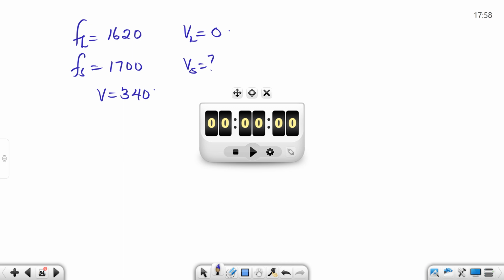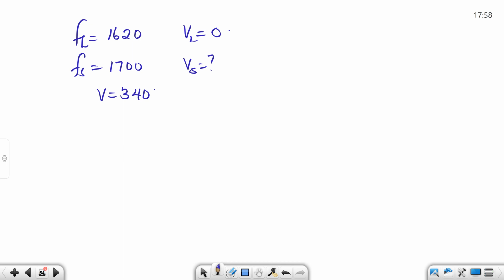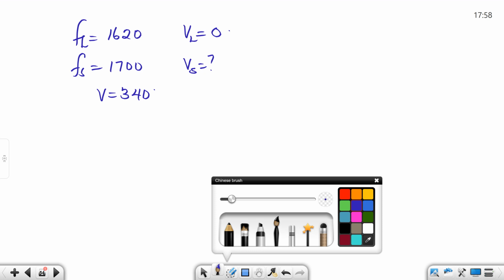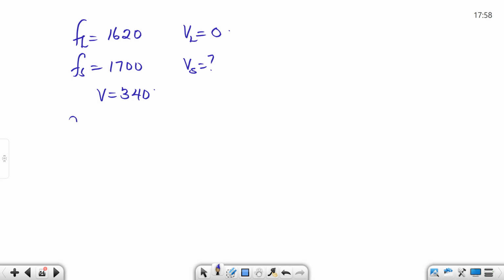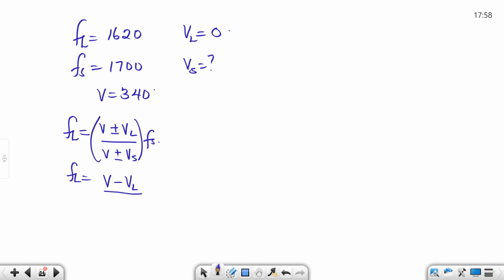All right, guys. Let's finish this now. What's our formula? Work with me. FL equals what? (V plus or minus VL) over (V plus or minus VS), everything multiplied by what? That's what you write first, guys. That's where your 1 mark is. But we said this is moving what? Away. So FL equals (V minus VL) over (V minus VS), everything multiplied by FS.